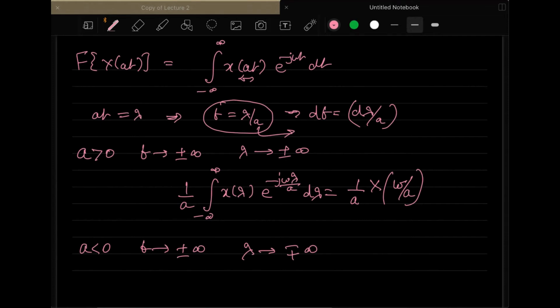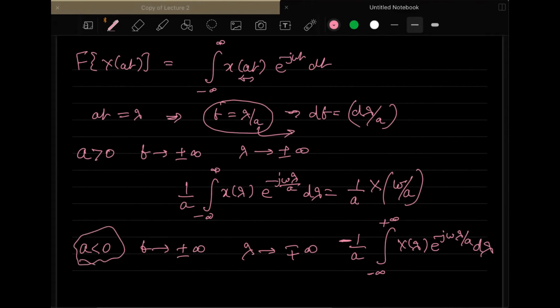So what you will have is 1 by a, and then you have infinity to minus infinity, and then x of lambda e to the power minus j omega lambda by a d lambda. Now once you have this, you can change the sign of the integral limits by taking the minus outside. So once you have this minus integral, that is for a less than 0.